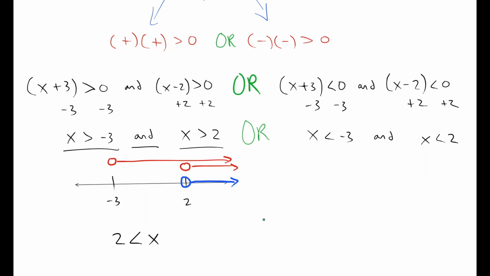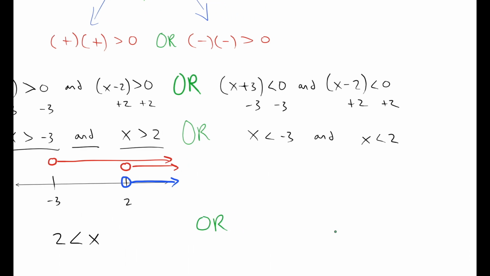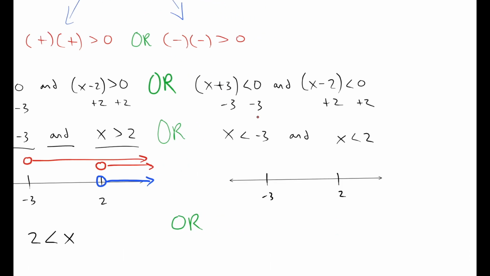Okay, now let's try the other side. Or, one of our solutions is numbers less than -3. The other one is numbers that are less than 2, so it goes this way. And then you have to find the intersection of those. This is numbers that are less than -3.